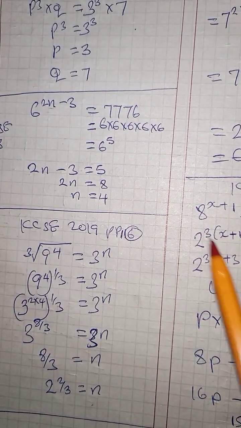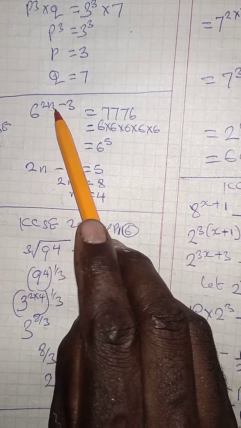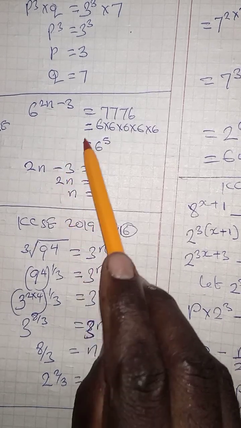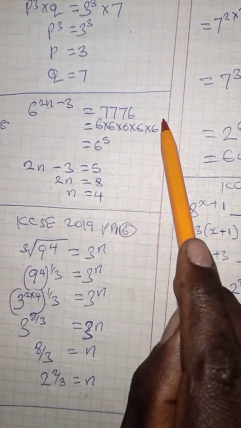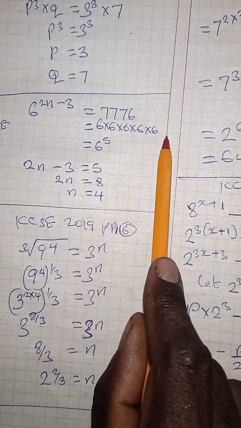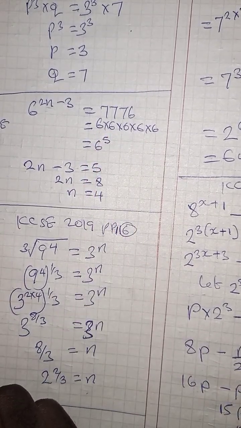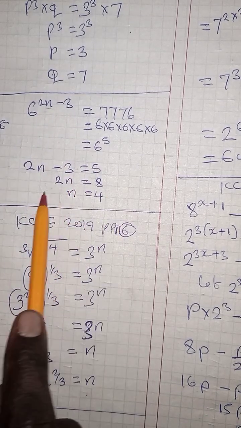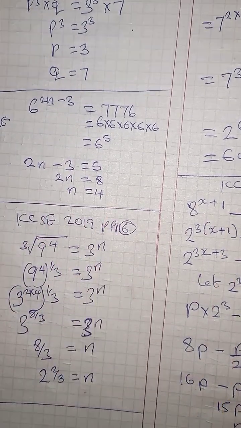Now we have a number given like this. 6 raised to the power of 2n minus 3 is equal to 7776. What is the value of n, given that this figure is equal to 7776? Now get the factors. The factors become 6 raised to the power of 5. Since the base is the same here, it means that 2n minus 3 is equal to 5. Solving, you get n is 4.